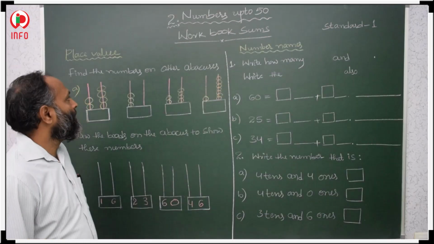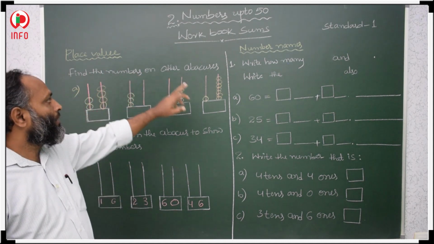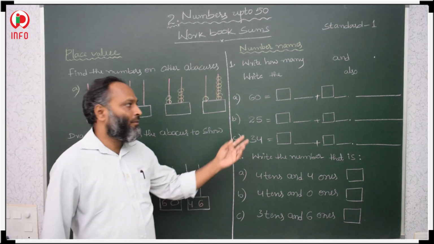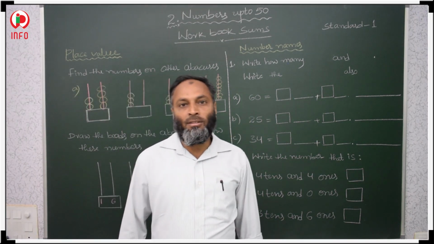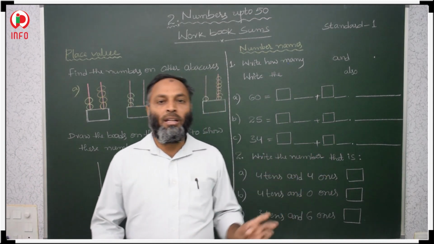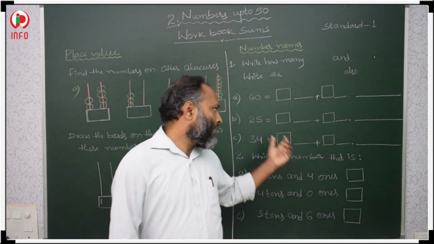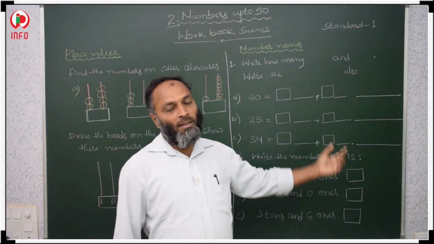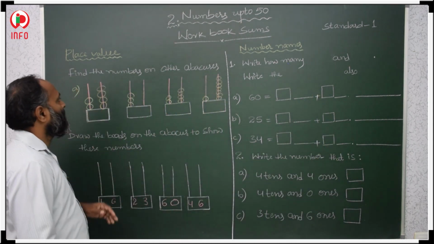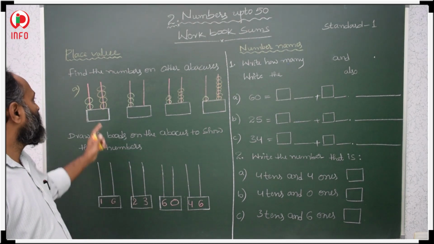Now students, here place values. Find the numbers on the other abacus. So how to find the place values? Already we found the place values in the groups, making tens groups and ones groups. So how many tens are there and how many ones are there? Calculating how many tens, we write it in the tens place, and in the ones place also the same, and we make a number. So here one more method is there, that is the abacus. So we have to write the numbers.